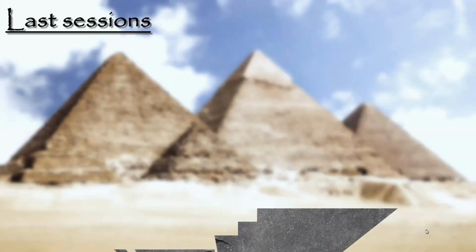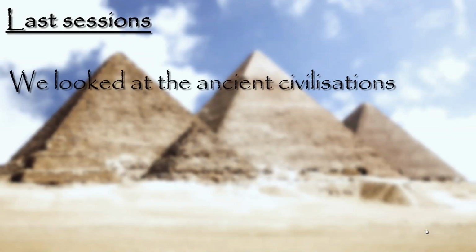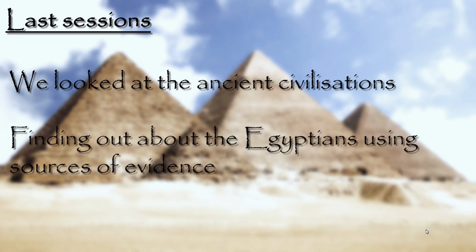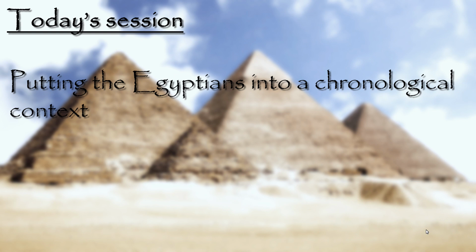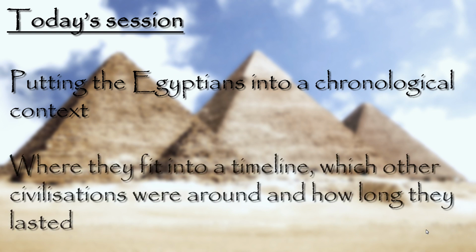History. In the last few lessons, we've looked at the earliest civilizations and we started finding out about the Egyptians using sources of evidence by asking questions and inferring ideas about them from what we could see from pictures, artifacts, and one version of their creation story. Today we're going to be placing the Egyptians into a chronological context, which means finding out where they existed on the timeline of history, which other civilizations were about at that time, and really starting to understand just how long these periods of history lasted.